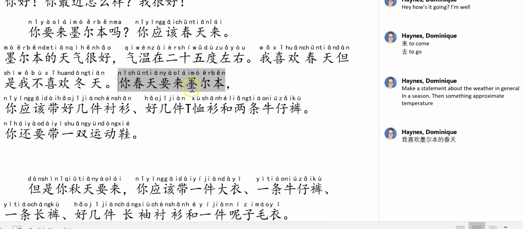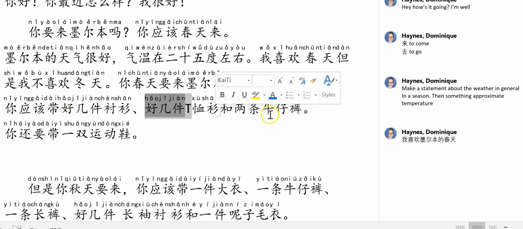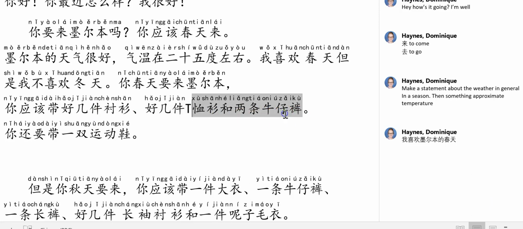Now, 你春天要来墨尔本, if in springtime you want to come to Melbourne, 你应该带, you should bring 好几件衬衫, 好几件 T 恤衫和两条牛仔裤. So the person has suggested you should bring a few shirts, you should bring a few t-shirts and 2 pairs of jeans. 你还要带一双运动鞋, you should also bring a pair of sneakers. So this person's been quite crafty. They've said 好几件.